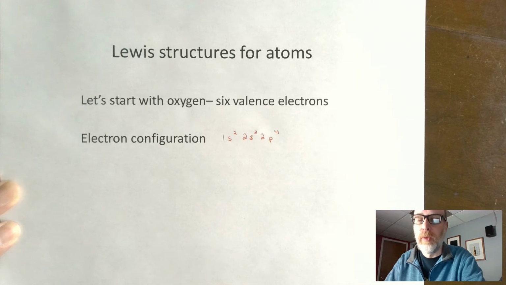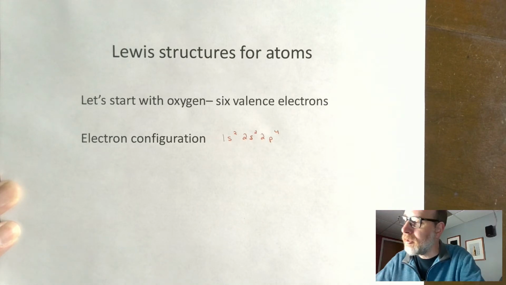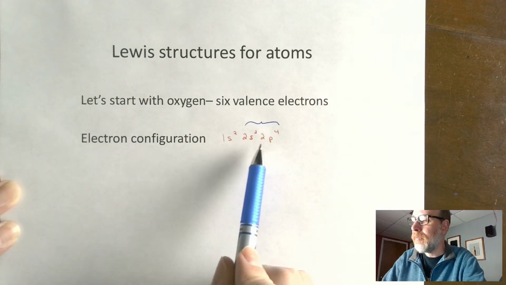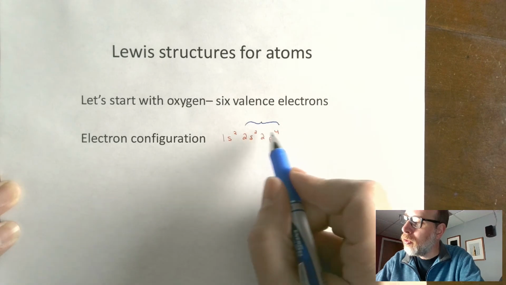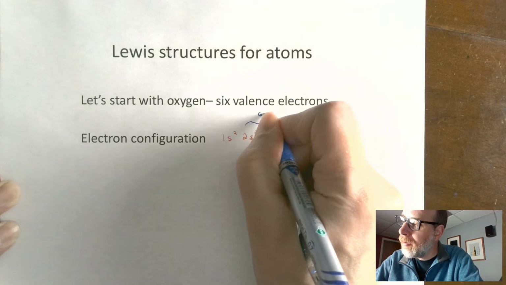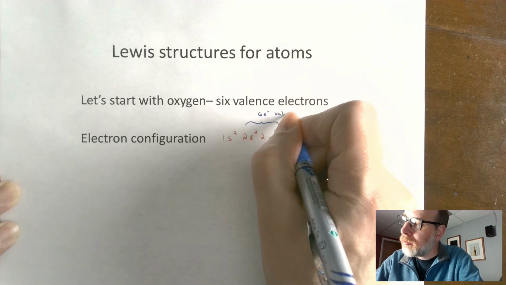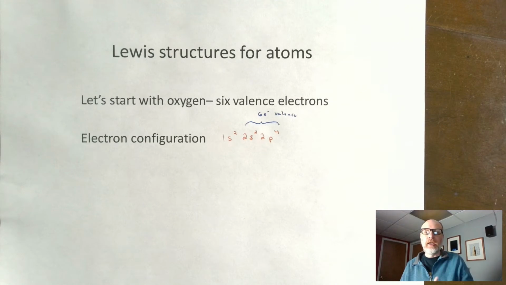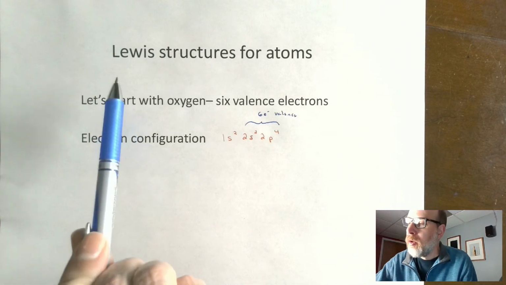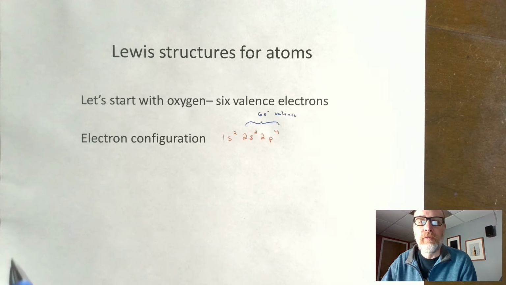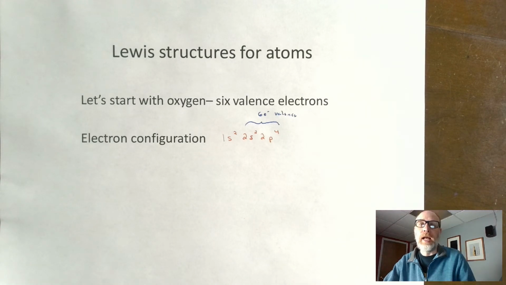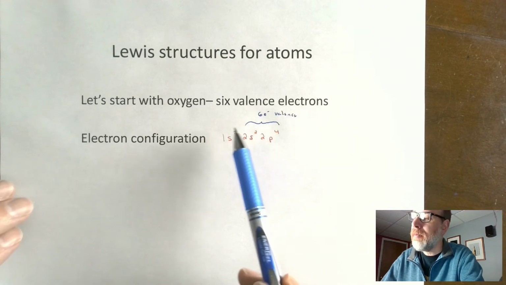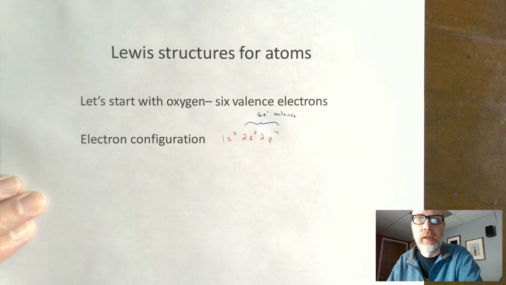Now, if we want to figure out which ones are the valence electrons, we would take the ones at the highest energy level. In this case, that's n equals 2. 2 plus 4 is 6 valence electrons. So you can get it directly from the electron configuration. You can get it from the periodic table. Now, we're going to start by drawing what we're going to call a Lewis structure for an atom. A Lewis structure for an atom is going to tell us where the electrons are located in that atom. It's going to give us the same information that the electron configuration would give.